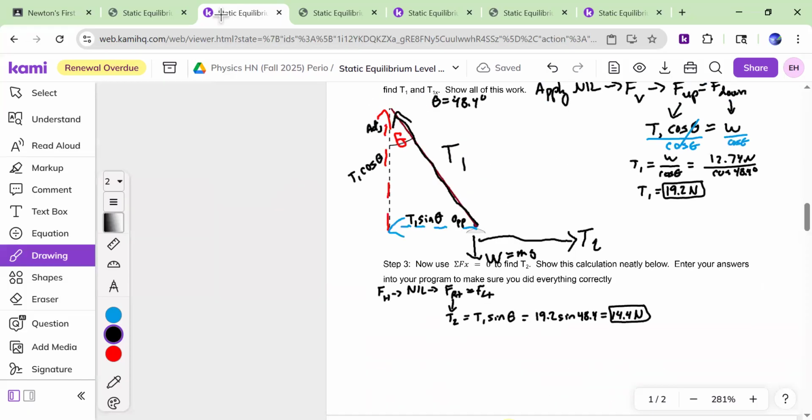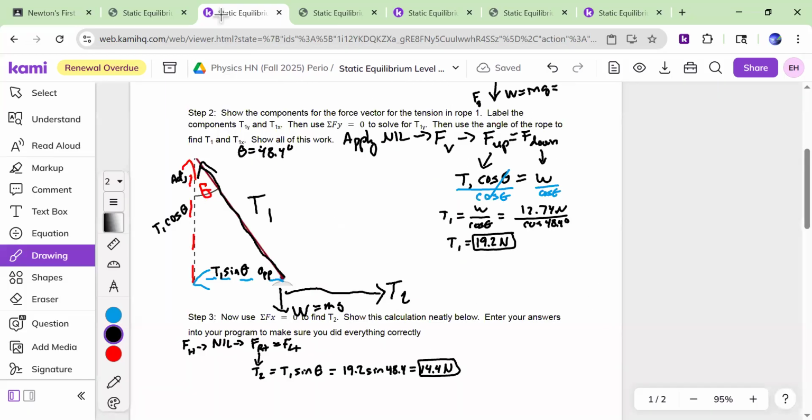So what we're doing in this problem is we're doing a bit of what's called substitution algebra, okay? This is called a linear system of equations. We call it a system of equations because you have two equations, one in the vertical direction, up equals down, and one in the horizontal direction, right equals left. Okay, and with those two equations, you had to solve for two unknowns, T1 and T2. Okay, so that's the basic math behind what we're doing.